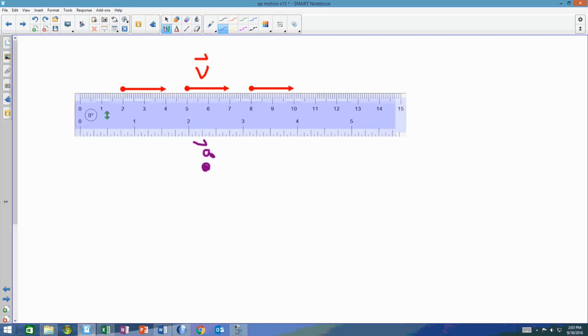Okay, so that's it for motion diagrams. I hope this has been informative, and I hope to see a lot of motion diagrams in your work.